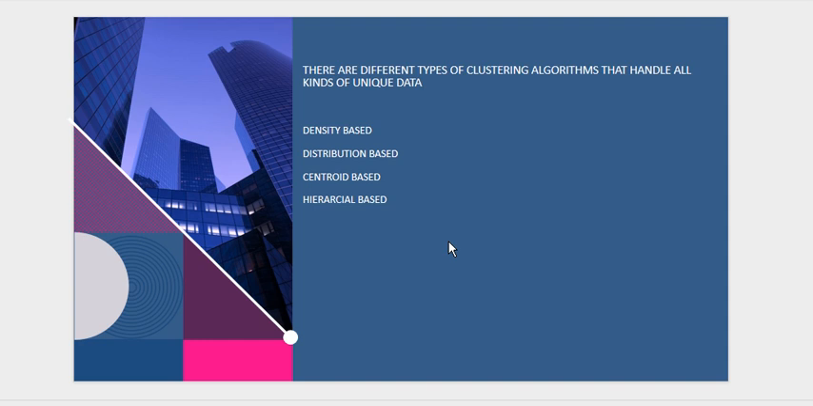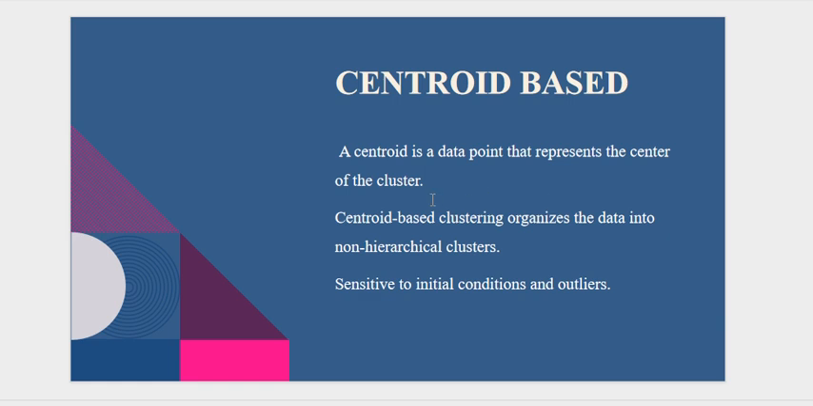Usually the algorithms are chosen based on the input we get and how unique it is. We just have to analyze the input data. So the clustering algorithms will usually be density based, distribution based, centroid based, or hierarchical based. We'll explain one by one. First we'll go to centroid based.